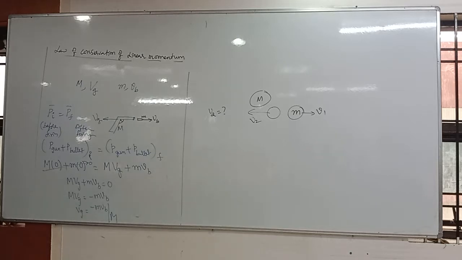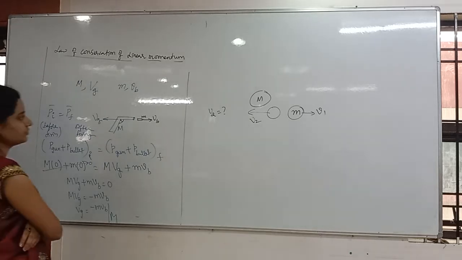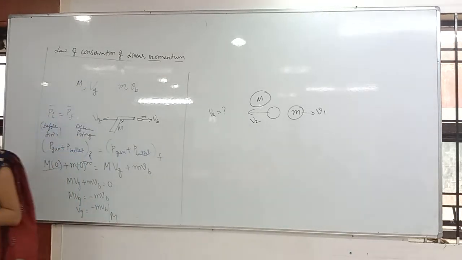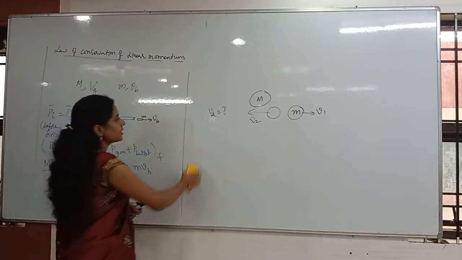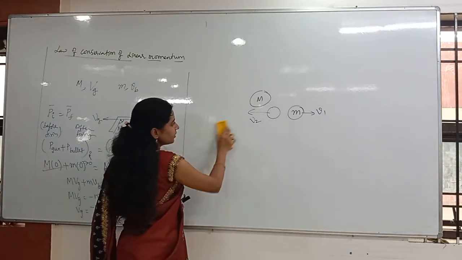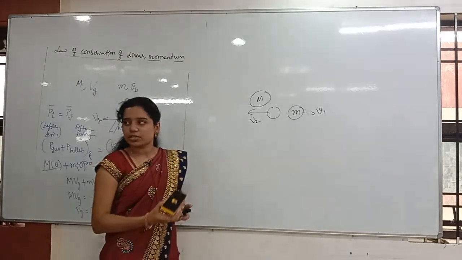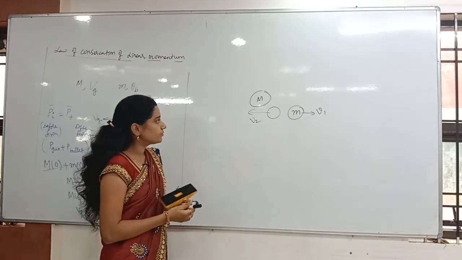Very good. Small m v1 by capital M minus small m, that is the answer. You got that? Try that, the remaining people. This is the collision topic. The same thing will come in collision also, but there I will not repeat. Okay? You have to do it now itself.